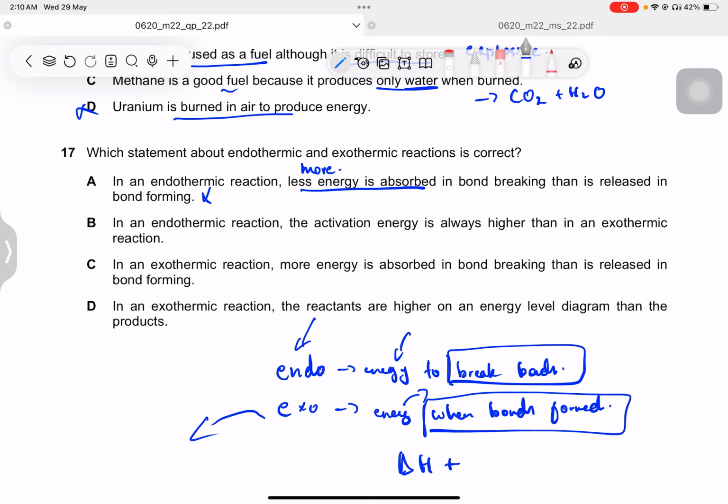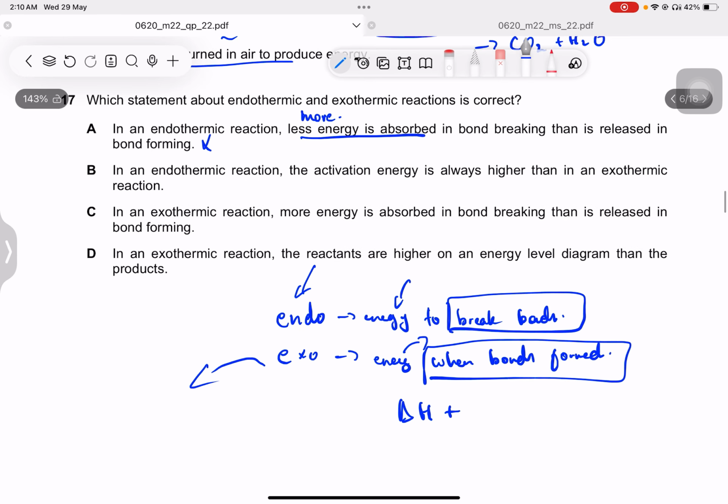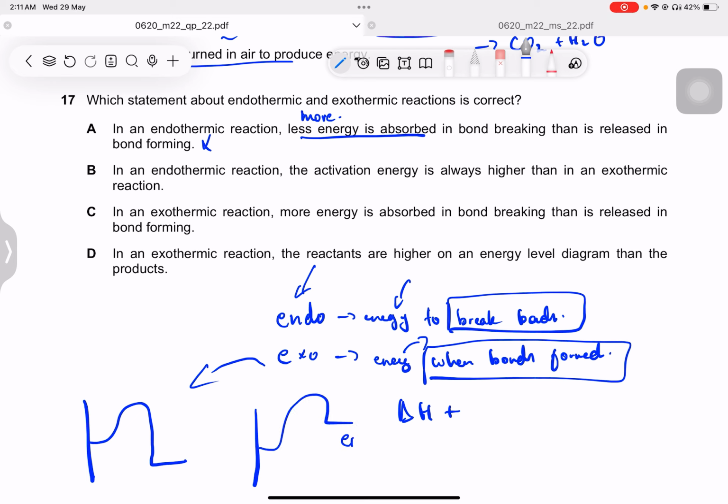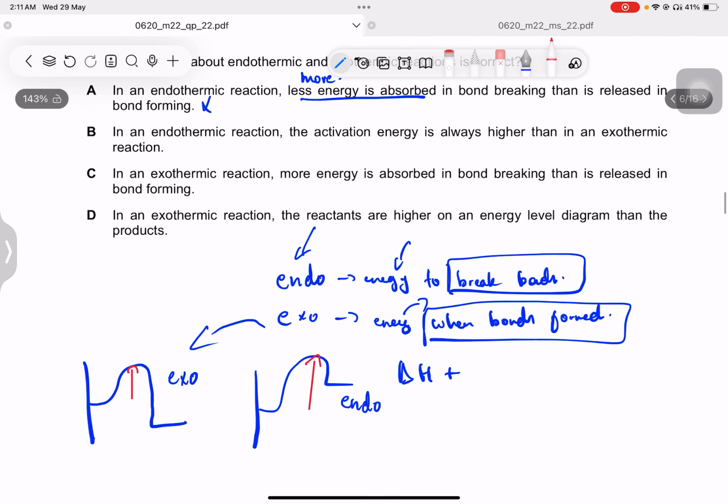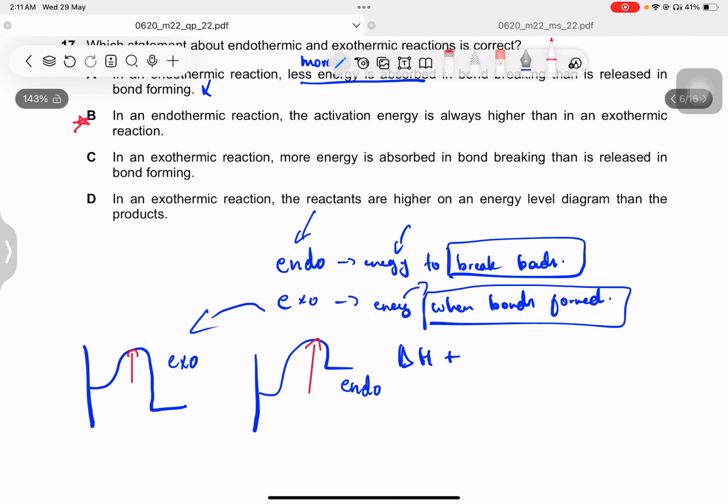Next, in an endothermic reaction, the activation energy is always higher than in an exothermic reaction. Okay, so let's draw the curve of an endothermic reaction and an exothermic reaction. This is an endothermic reaction and this is an exothermic reaction. The activation energy is from the reactants to the peak, which is this, and in an endo, it is from the reactants to here. Now this appears to be true. Let's look at the other options. We're not confirmed yet.